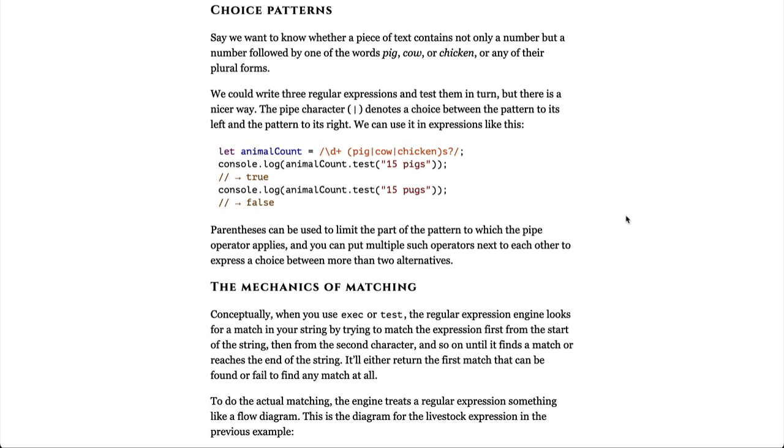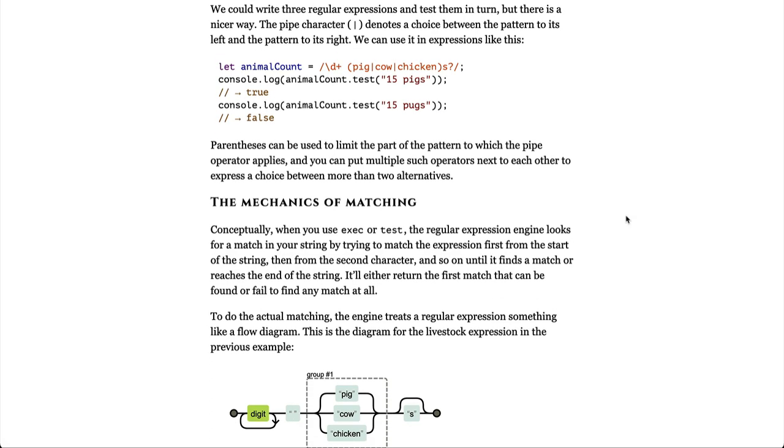Choice patterns. Say we want to know whether a piece of text contains not only a number, but a number followed by one of the words pig, cow, or chicken, or any of their plural forms. We could write 3 regular expressions and test them in turn, but there is a nicer way. The pipe character denotes a choice between the pattern to its left and the pattern to its right. We can use it in expressions like this.